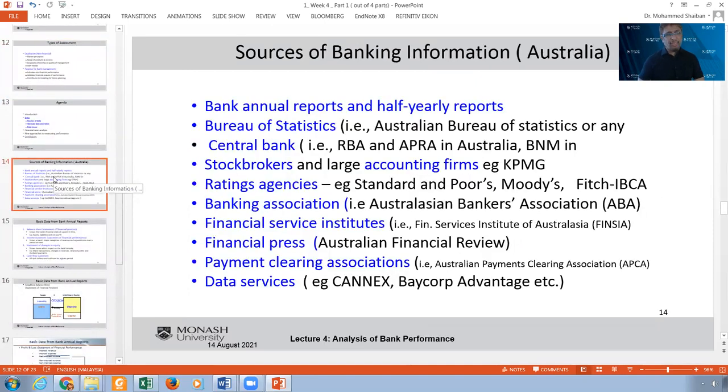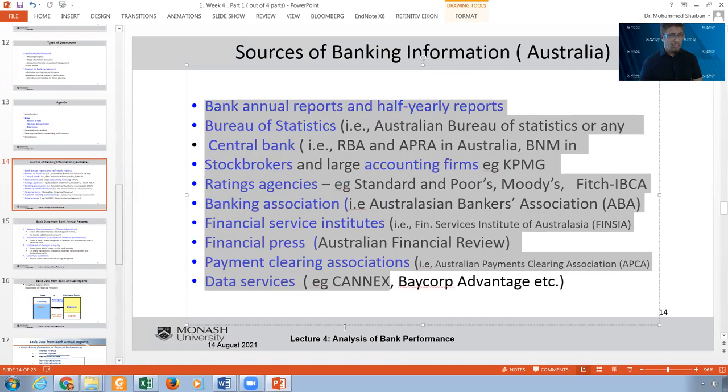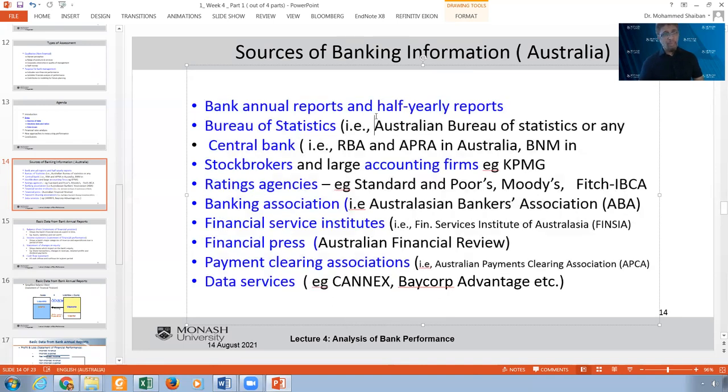Let me go to the data, which I think most of you know. This is a range of data. This is about Australia. You can get data in Indonesia, in Japan, and in Malaysia also. I'm talking to the international students and the local students. So we have the bank annual reports, which are available across the board.